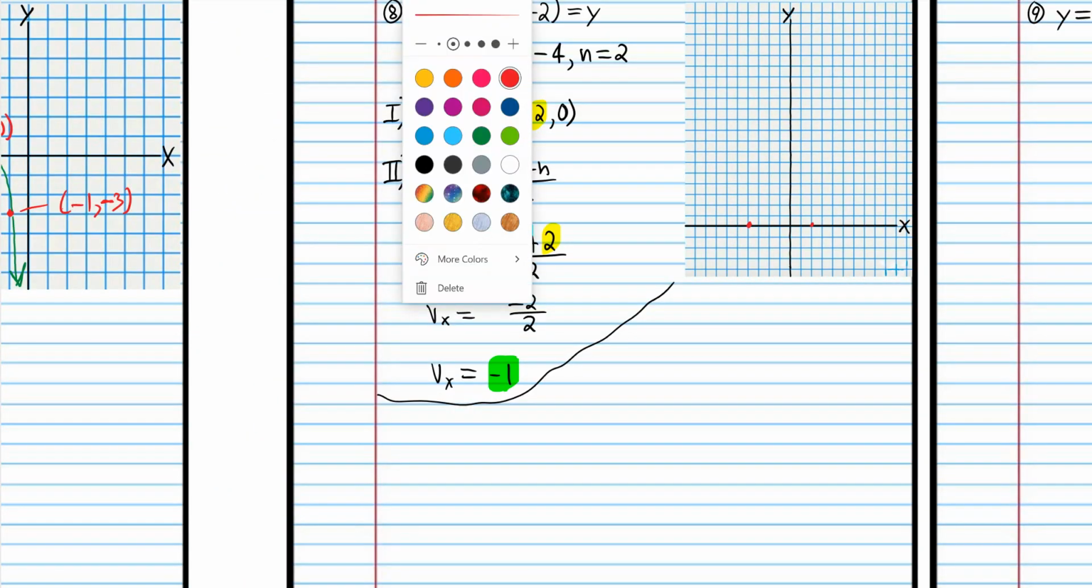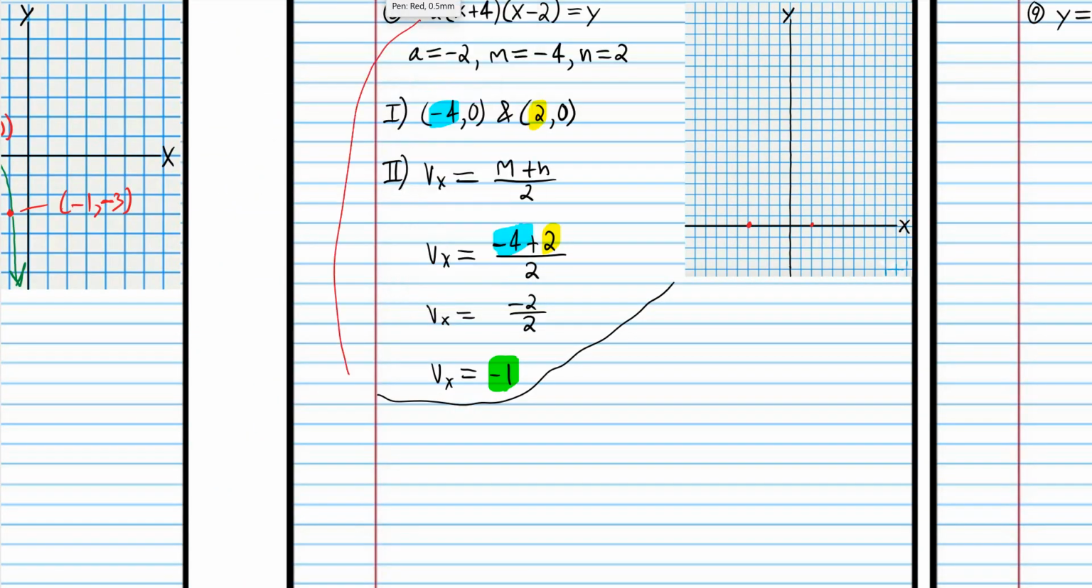And now we're going to take that x value of the vertex and plug it into the original equation to find the y value of the vertex. So we get negative 2 times negative 1 plus 4 times negative 1 minus 2. So the y value of the vertex is equal to negative 2 times 3 times negative 3. And if you do the math on that, you get positive 18.